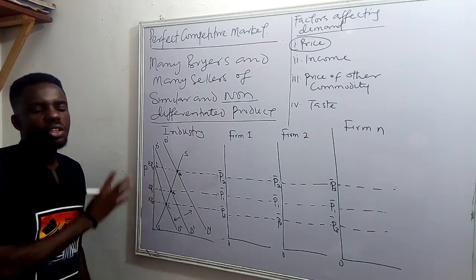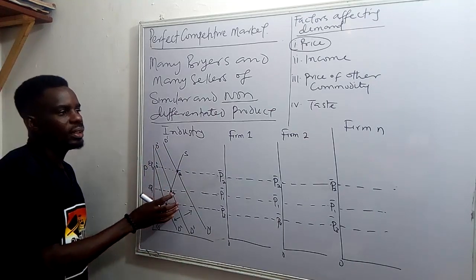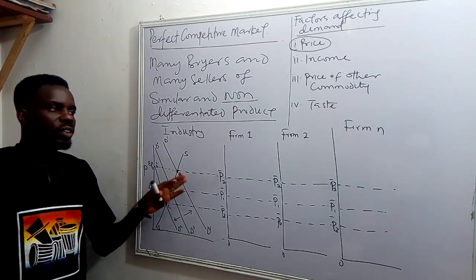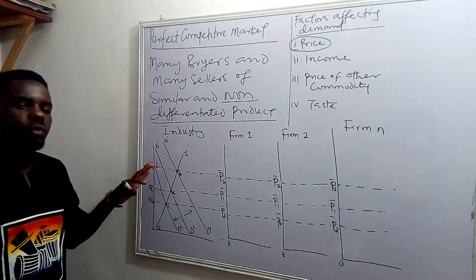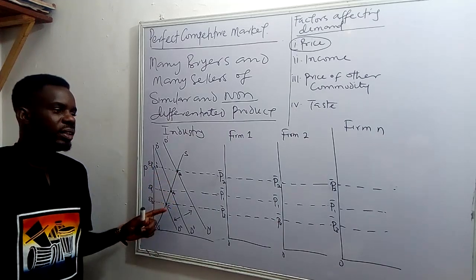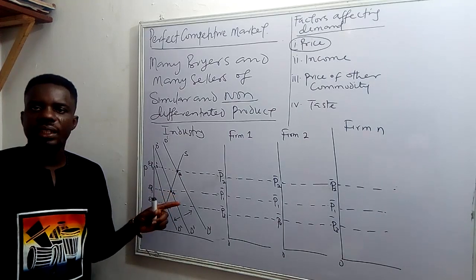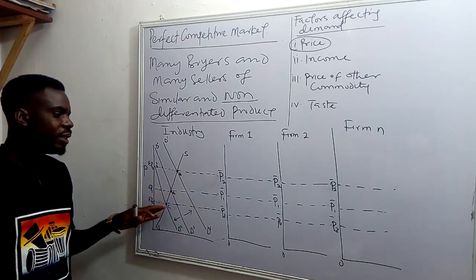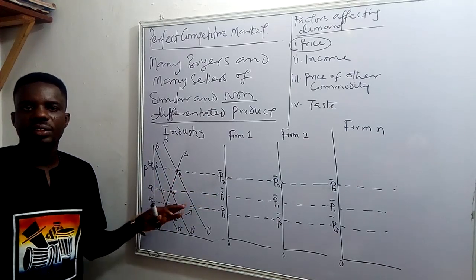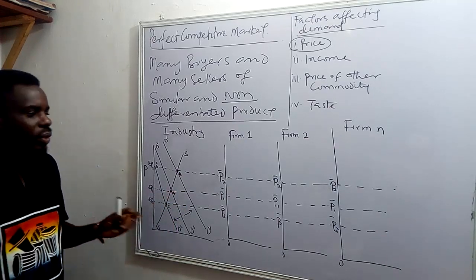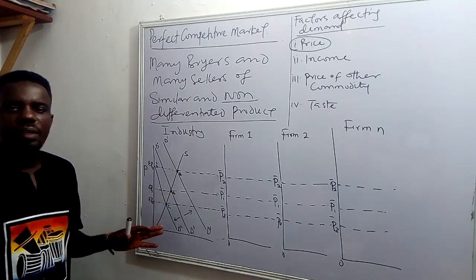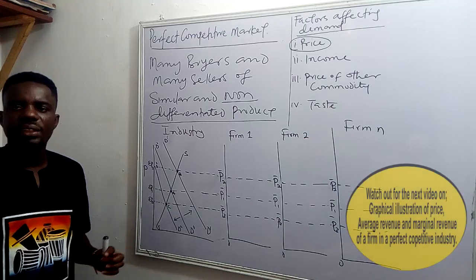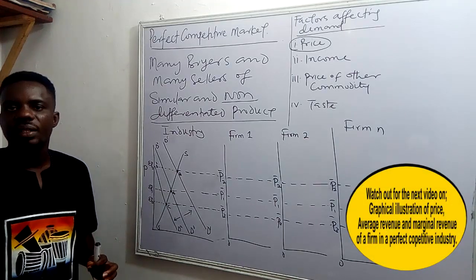This is the graphical illustration of price, both in the industry and firm. And what we must know is, for each of the firm, price is determined by the forces of demand and supply in the industry. And all firms in a perfect competitive industry are price takers. They accept price as it comes from the industry. Now, in the subsequent video, we look at the graphical illustration of price, average revenue, and marginal revenue in a perfect competitive industry.